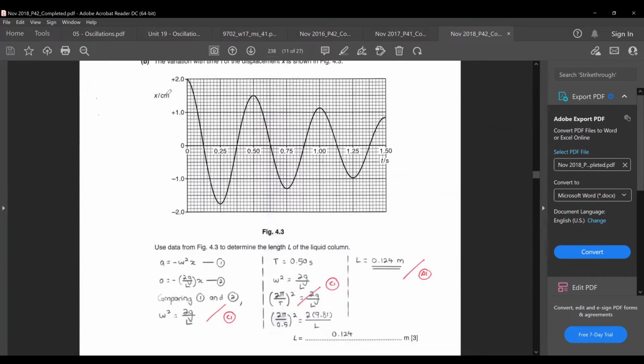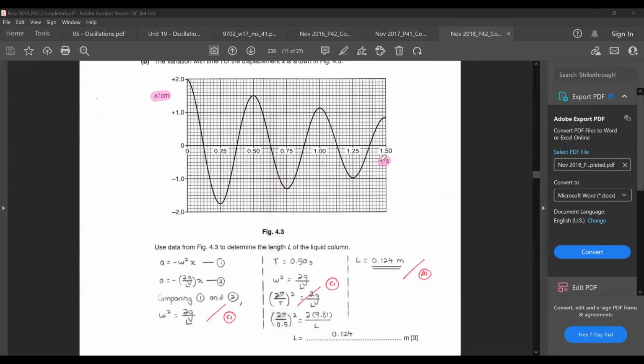So this is a proper displacement from equilibrium versus time graph. All right, no tricks here. Now you want to determine the length L of the liquid column. It was mentioned to you that a is negative 2g over L times x. Now, if you compare with the defining equation of SHM, a equals negative omega squared x, you can come to the conclusion that omega squared is equal to 2g over L.